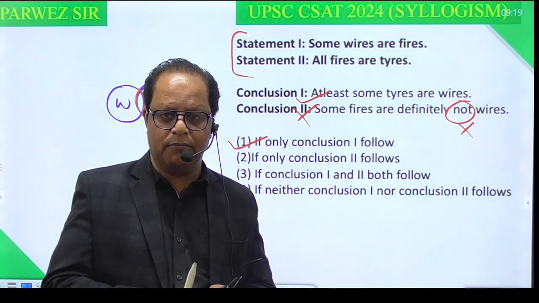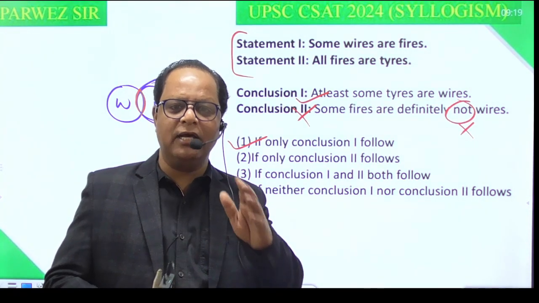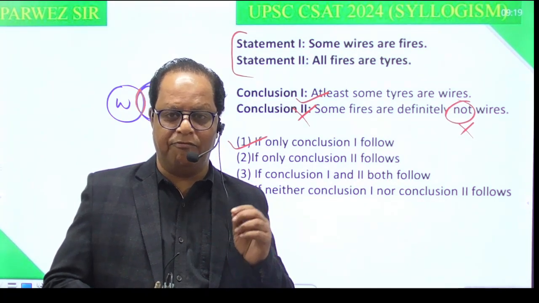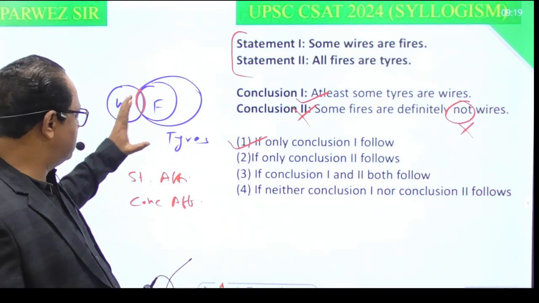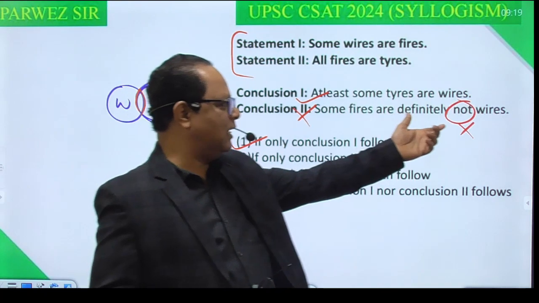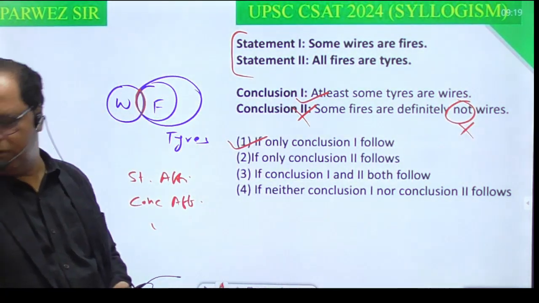So when negative will come with an affirmative statement, I will tell you in our next class when we share either or. So make sure here, if statements are affirmative, the conclusion must be affirmative. But in the second conclusion, not is given. That's why the second option will be wrong.